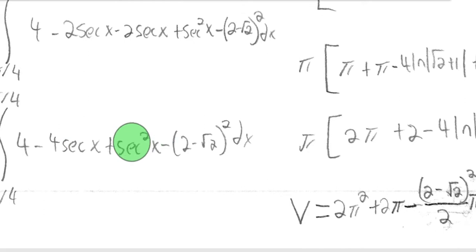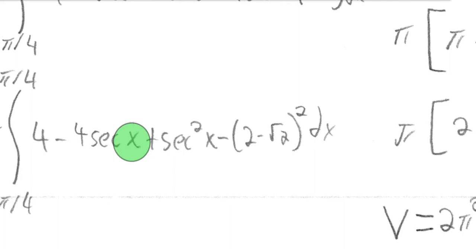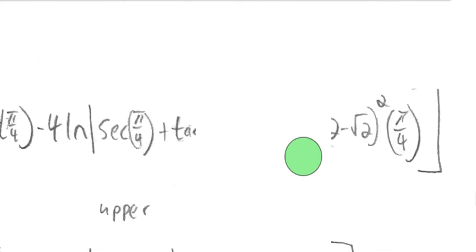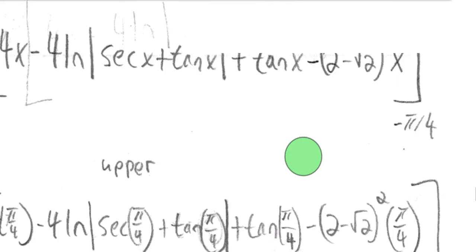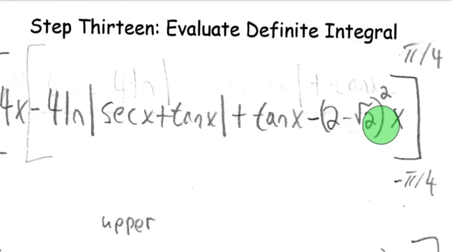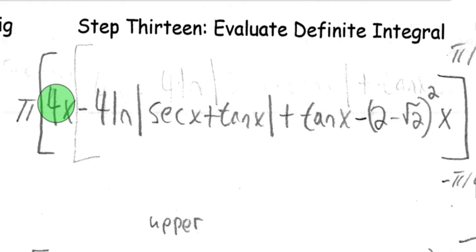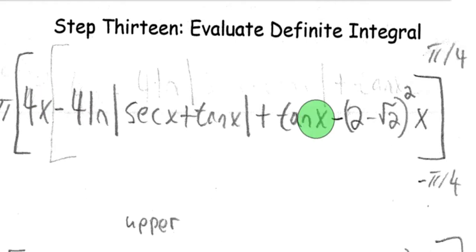Okay, now secant squared is a little tricky. That comes from an integral table, which you can look up for secant squared, or you can use an advanced method you might learn in another calculus class. And the integral of secant of x also comes from an integral table. Now this right here is just a constant, the 2 minus square root of 2, squared. So when you integrate it, you'll just have an x next to it, because it's just a constant. Now again, the other two integrals or antiderivatives come from an integral table.